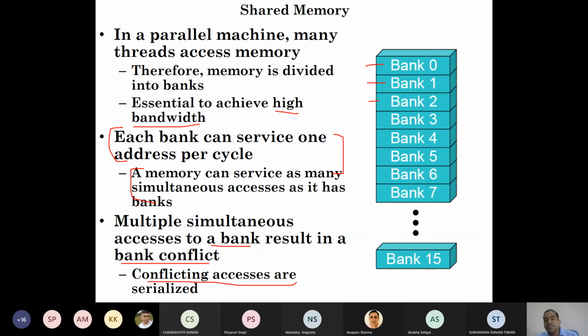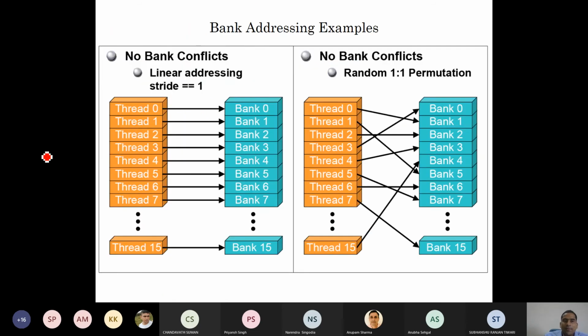So here in shared memory, our optimization is that we should not send multiple accesses to a single bank. Conflicting accesses will be serialized. So here now, no bank conflicts. All threads are accessing separate banks. Then it is no problem. Here also no conflict. Random permutation. Different threads are accessing different banks, which is not in any order, but at least it is still different banks.